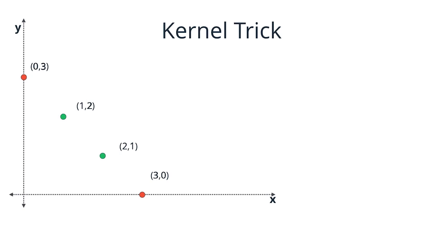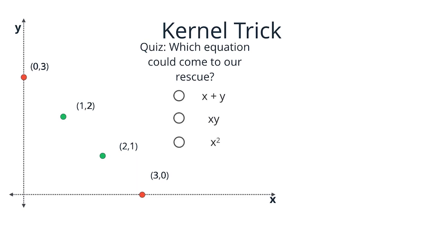So if the points' coordinates are x, y, maybe we need an equation on the variables x and y that gives us large values for the green points and small values for the red points, or vice versa. So which of the following equations could come to our rescue? The sum of the 2 coordinates, x plus y, the product of the coordinates, x times y, or the first coordinate squared, x squared? Submit your answer below.